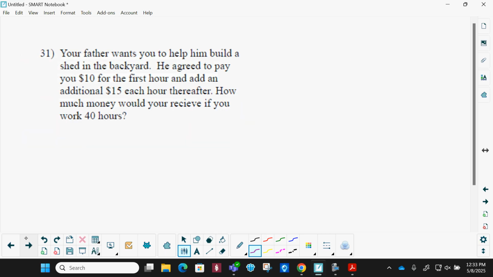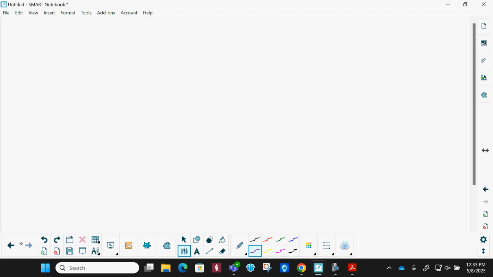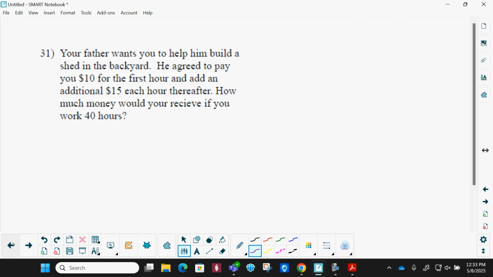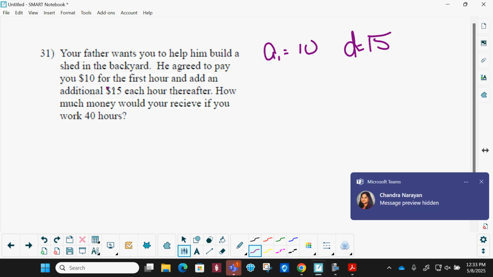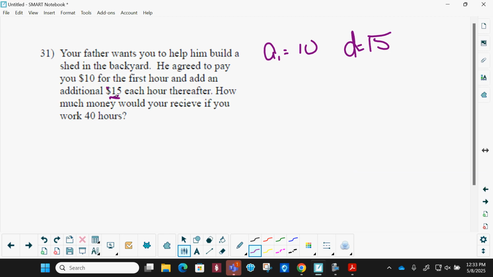Okay, and I think this might be the last one, is it? Yes, it is. Okay, your father wants to help you build a shed in the back of your yard. He agrees to pay you $10 for the first hour. So A1 is 10. And add an additional $15 thereafter. So d is going to be my 15. I know this is going to be arithmetic because we're just climbing really slowly. And if your dad's like my dad, he is definitely not going to be multiplying 15 to my paycheck.